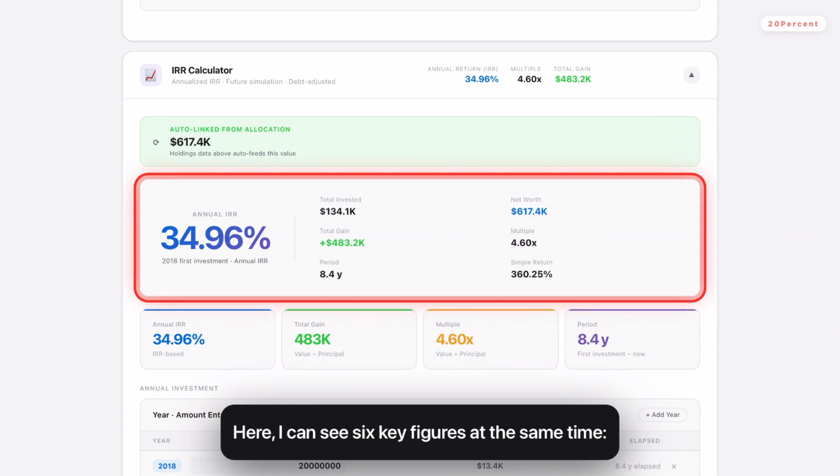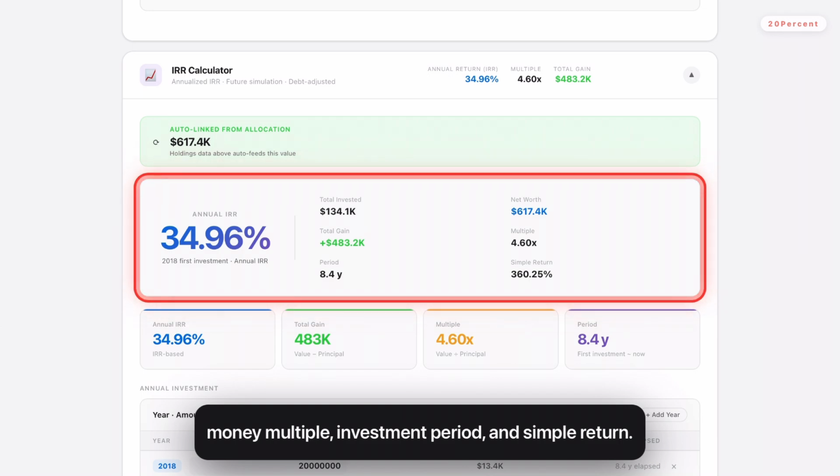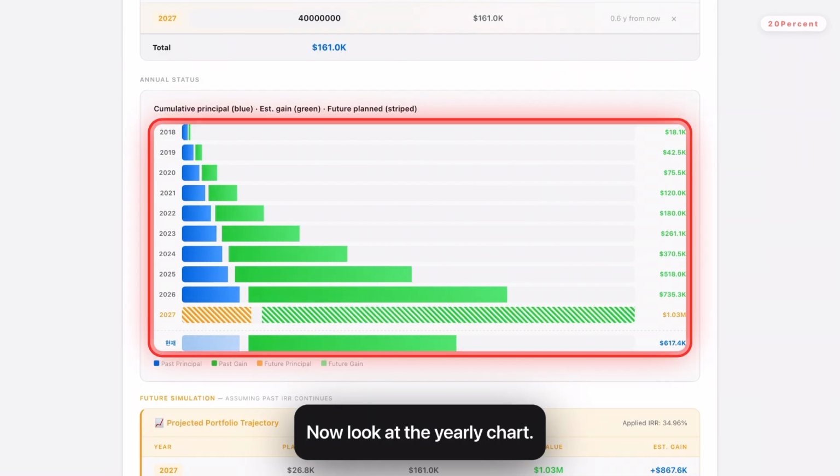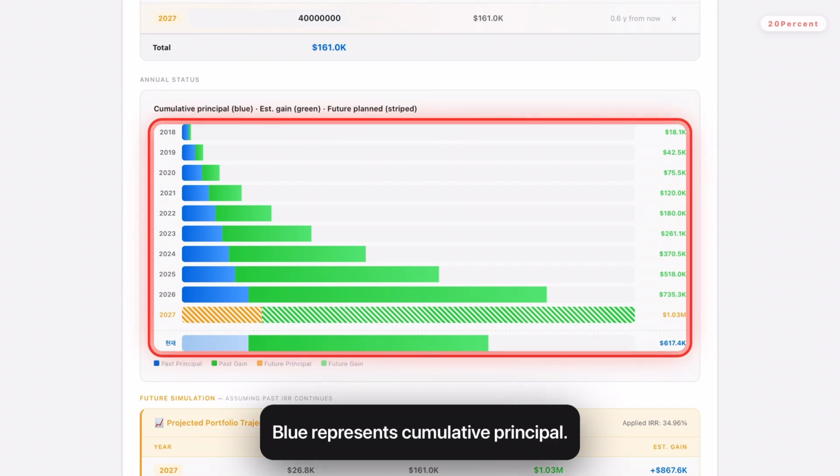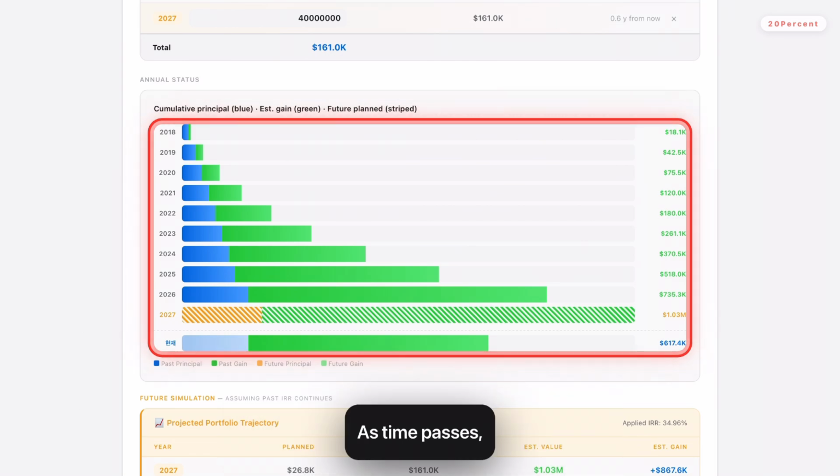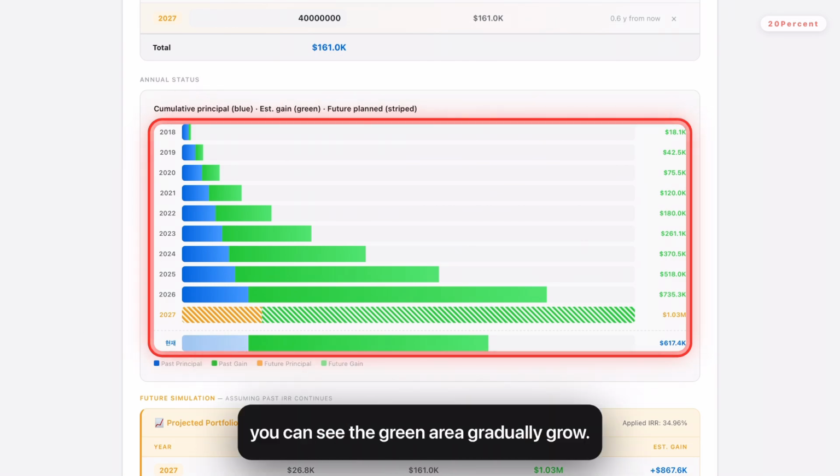Here I can see 6 key figures at the same time: total invested principal, current net worth, total gain, money multiple, investment period, and simple return. Now look at the yearly chart. Blue represents cumulative principal. Green represents estimated gains. As time passes, you can see the green area gradually grow.